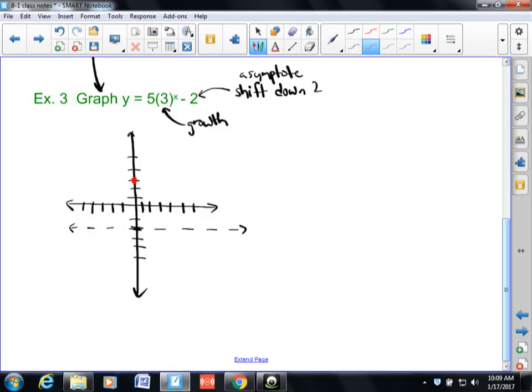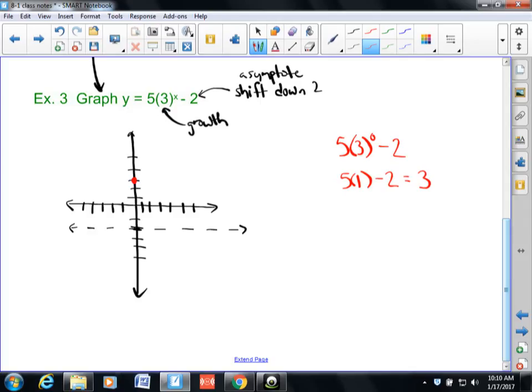And again, if you're sitting here going, oh my gosh, I don't know if I'm doing this right, well, let's just try it. Let's sub 0 in. If we were to take 5 times 3 to the 0 minus 2, that would give us 5 times 1 minus 2, which is equal to 3. So see, you can always check it. You don't have to get yourself stumped.